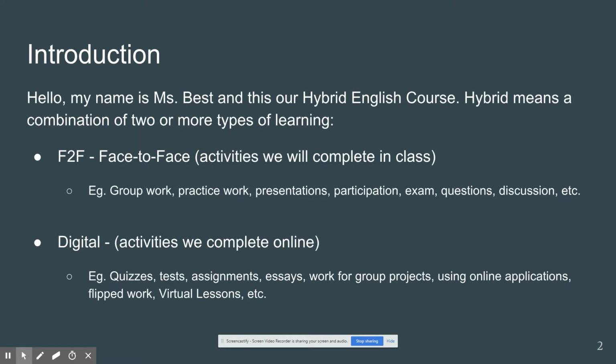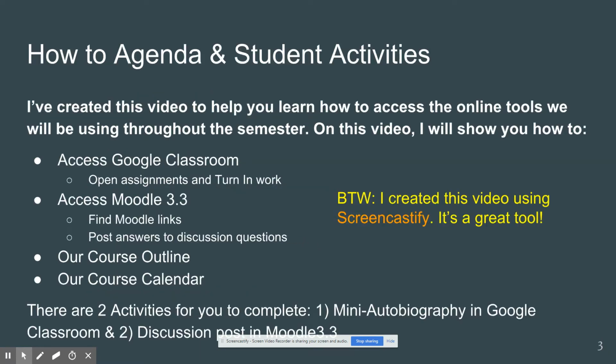Hello, my name is Miss Bess and this is our hybrid English course. Hybrid means a combination of two or more types of learning. F2F, face-to-face, these are activities we'll complete in class. For example, group work, practice work, presentations, etc. Digital, these are activities to be completed online. For example, quizzes, tests, assignments, essays, etc.